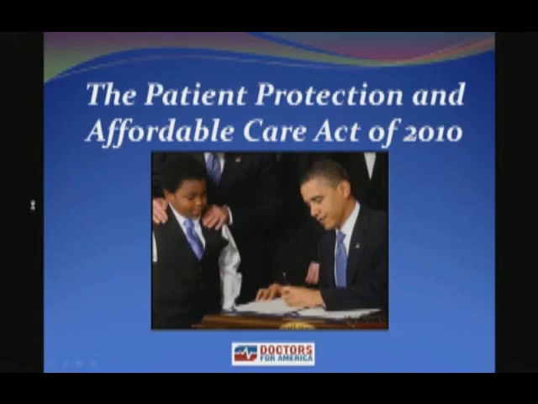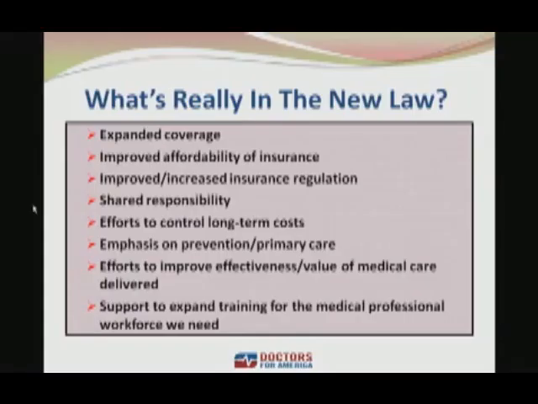Much of the meat of the new law focuses on reforming health insurance by providing for expanded coverage, offering more affordable insurance, increasing insurance company regulation, and trying to foster more responsibility across the healthcare marketplace. However, there are also elements that target some of the more fundamental problems in American healthcare to control costs and improve care in the long term.